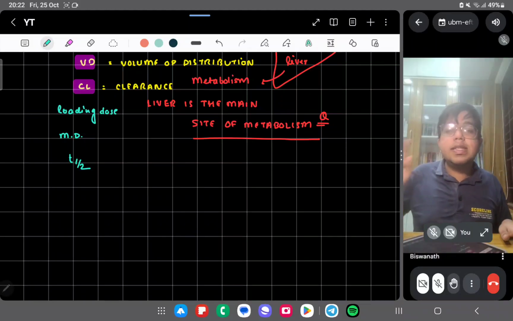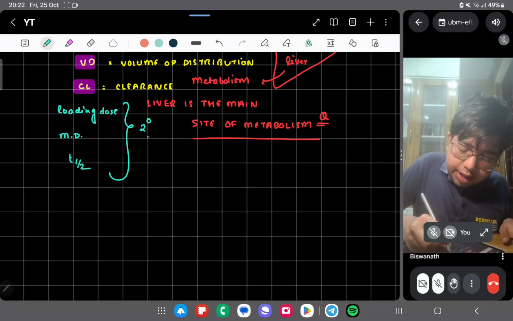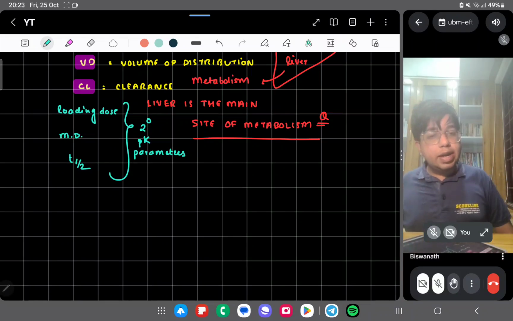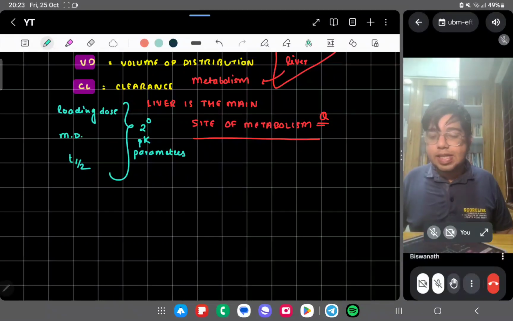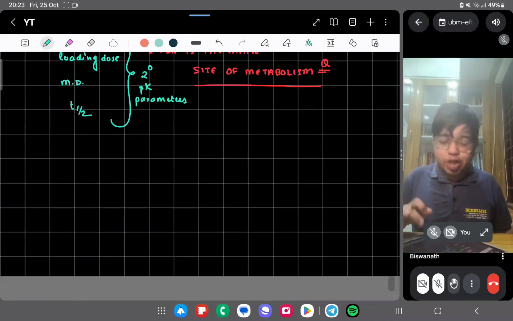All these are called the secondary pharmacokinetic parameters, right? So that was our basic concept. That was our warm up. Let's start with our main topic, that is absorption of a drug.